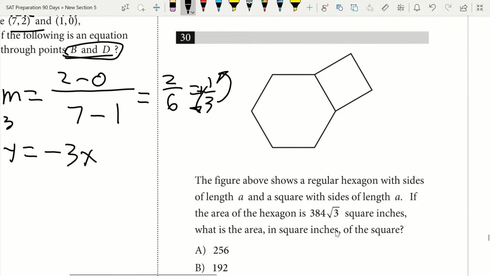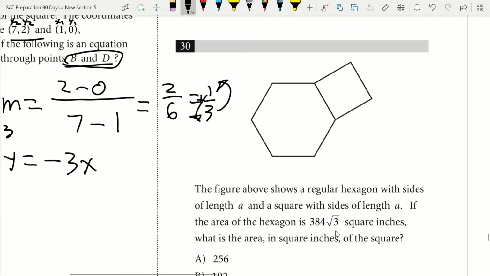All right, now we've got 30. So like I said, this one's generally the hardest problem on the SAT math section. So with that, let's go ahead and get through it. We've got the figures showing a regular hexagon with sides of length A, and a square with sides of length A. If the area of the hexagon is 384 times the square root of 3 square inches, what's the area in square inches of the square?